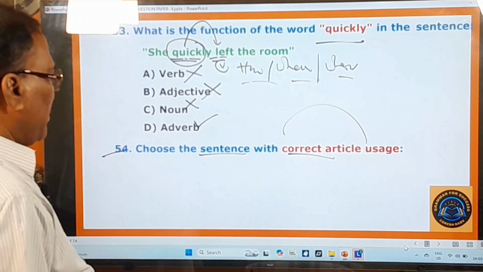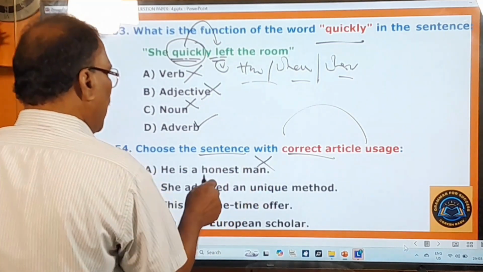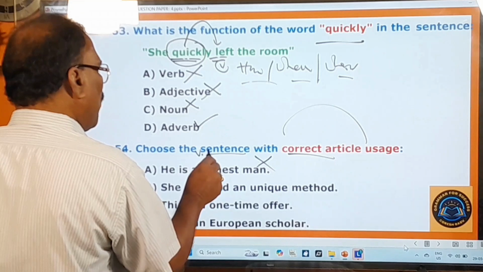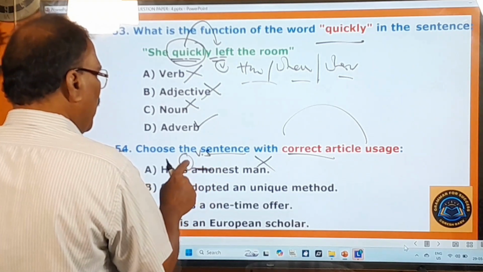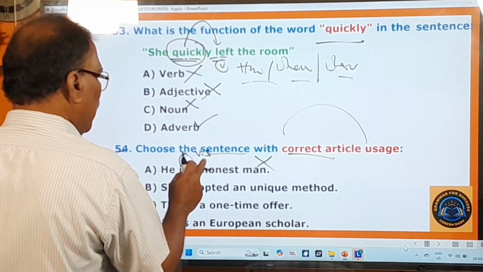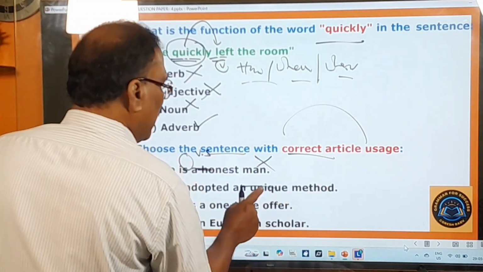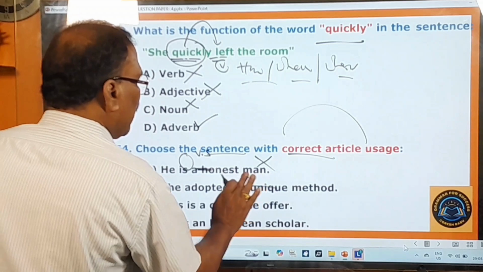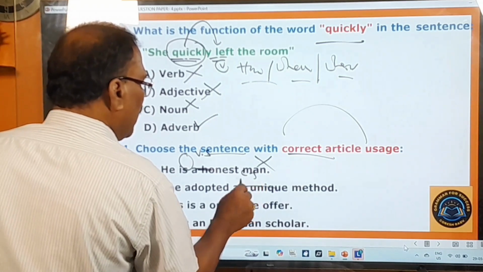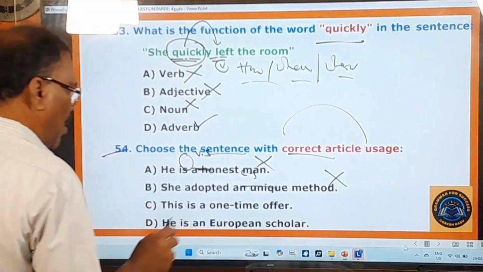Articles, you know pretty well about the use of articles. He is a honest man. Wrong, because honest is a word beginning with a vowel sound, and therefore you should not use a before that. You should use only an, but a is used here, therefore it's wrong. And she adopted an unique method. This unique is a word beginning with a consonantal sound, therefore a should be used, but here an is used, therefore it's wrong.